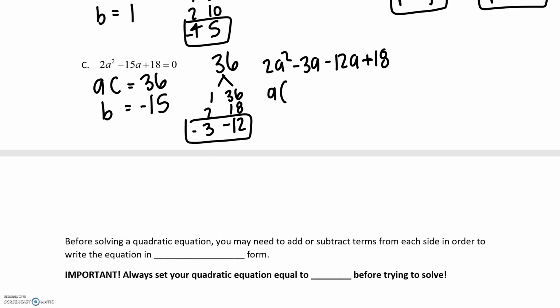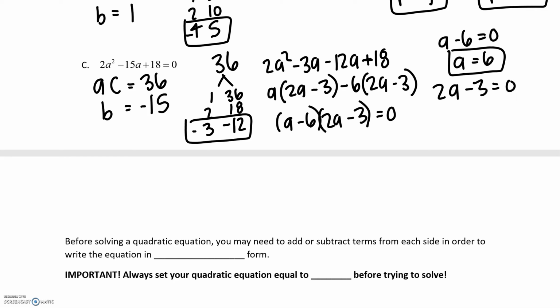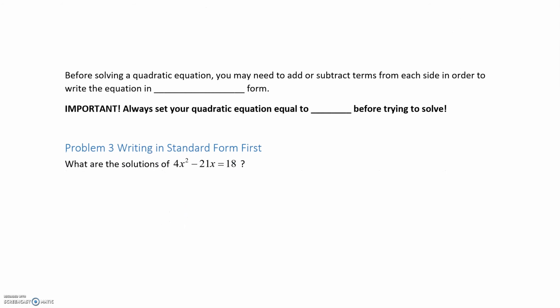Okay, so that gives us a times 2a minus 3, then minus 6, which gives us 2a minus 3 inside again. So we should have a minus 6 times 2a minus 3 equals 0. So we can have a minus 6 equals 0, which means that a equals 6. And we can have 2a minus 3 equals 0, which means a equals 3 over 2. On to the last page.